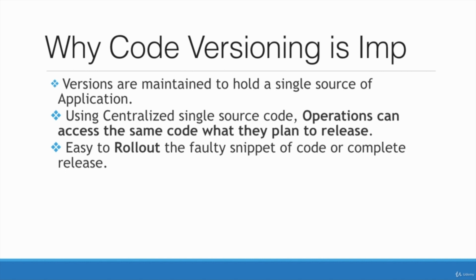So you simply roll back your code to the previous version, right? Using the centralized single source code, operations can access the same code that they plan to release. So with the help of the version control system, we can use a centralized code repository, right? And operations can access the same code that they plan to release. This is very simple. It is easy to roll back the faulty snippet of the code or the complete release.